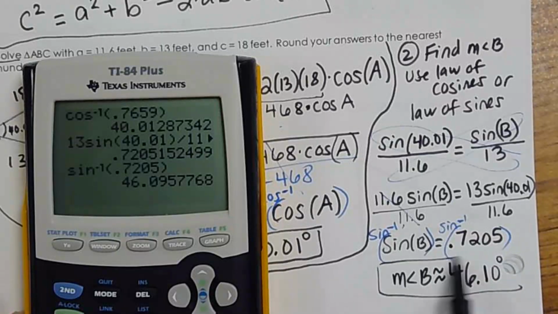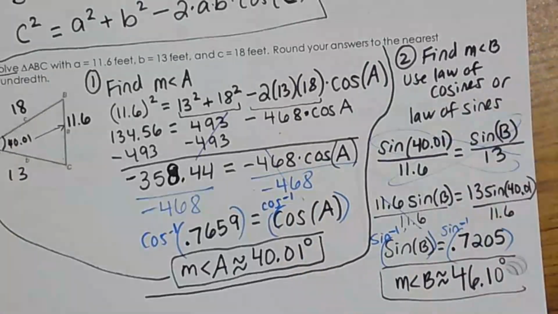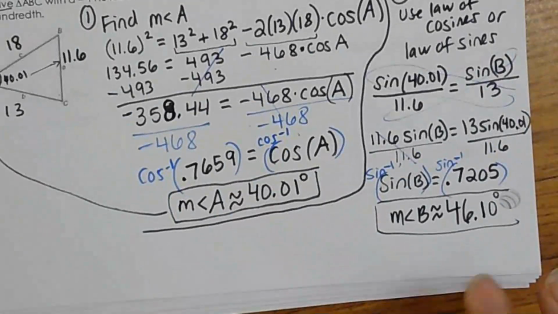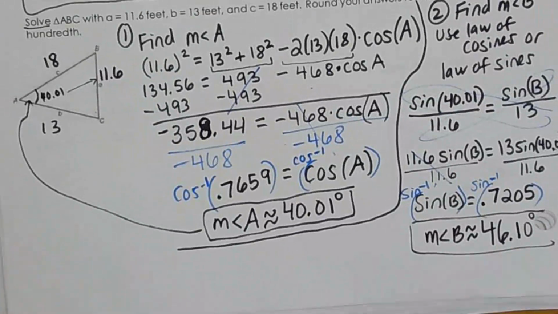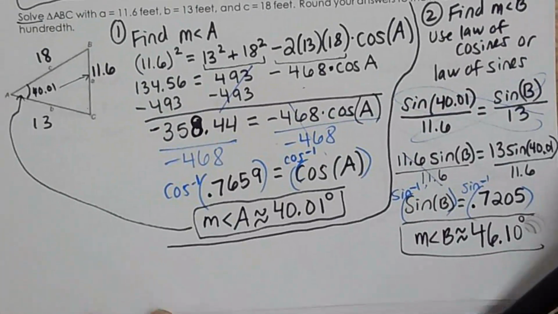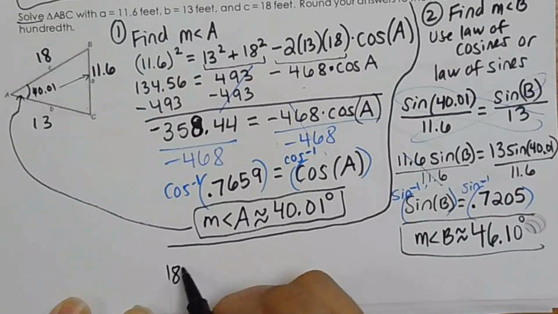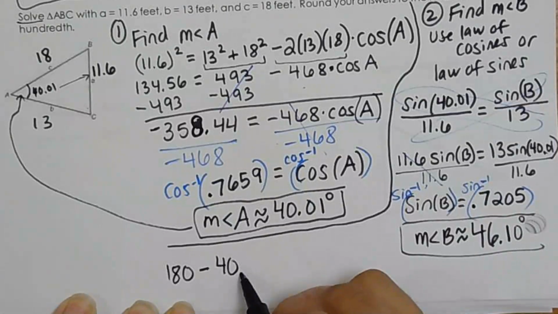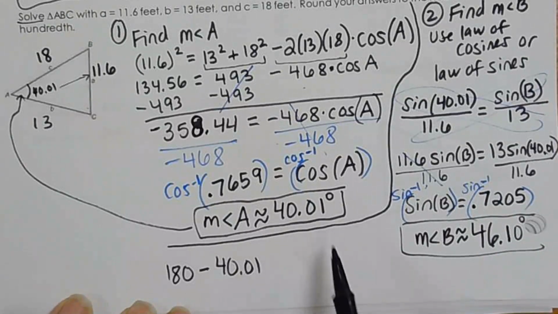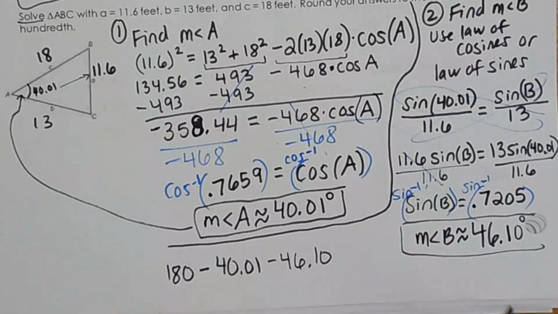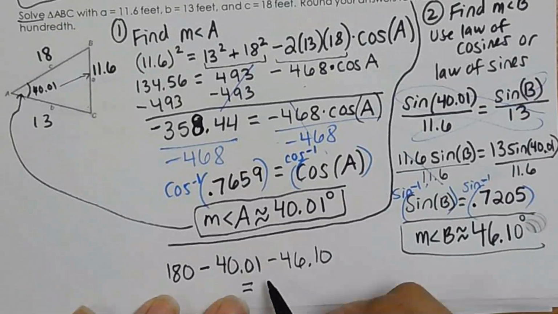Of course, if you rounded slightly different, we might get slightly different answers for our final answers. We are almost done. I know that was a lot, and so measure of angle C is the easiest to find, because now that we've found 2 out of 3, you know that in a triangle, the triangle sum theorem says add up all the angles and they have to add up to 180. So you can just take 180 minus angle A, which was 40.01, minus angle B, which is 46.10.